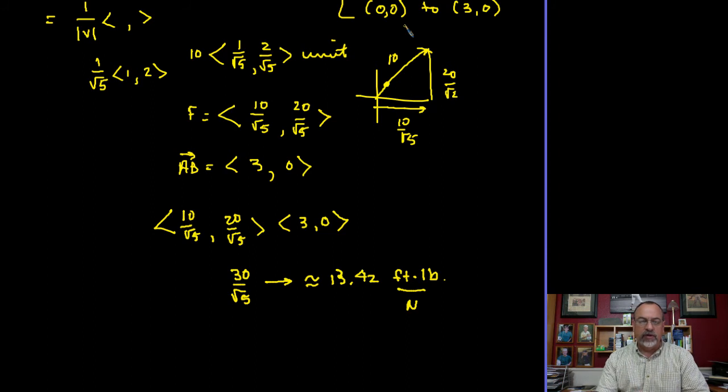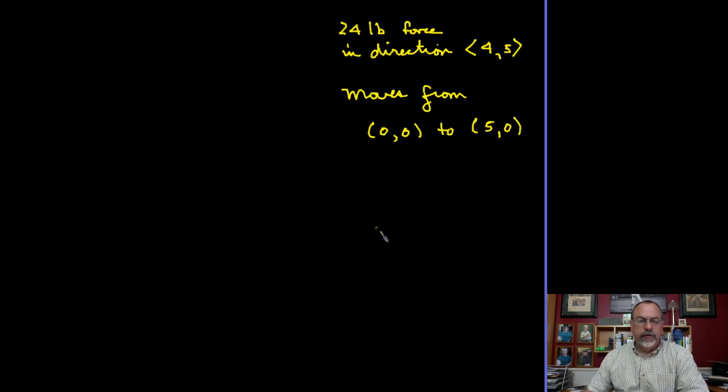Okay, I'll do one more example of this for you so you can again see how it works. In this example, we have a 24-pound force going in the direction of 4, 5, and it moves an object from the point 0, 0 to the point 5, 0. How much work is done? So again, work is the force vector times the direction that the object has been moved in vector. Now again, to find the force, I need to find the unit vector of 4, 5, and then multiply it by the size force that I am using here.